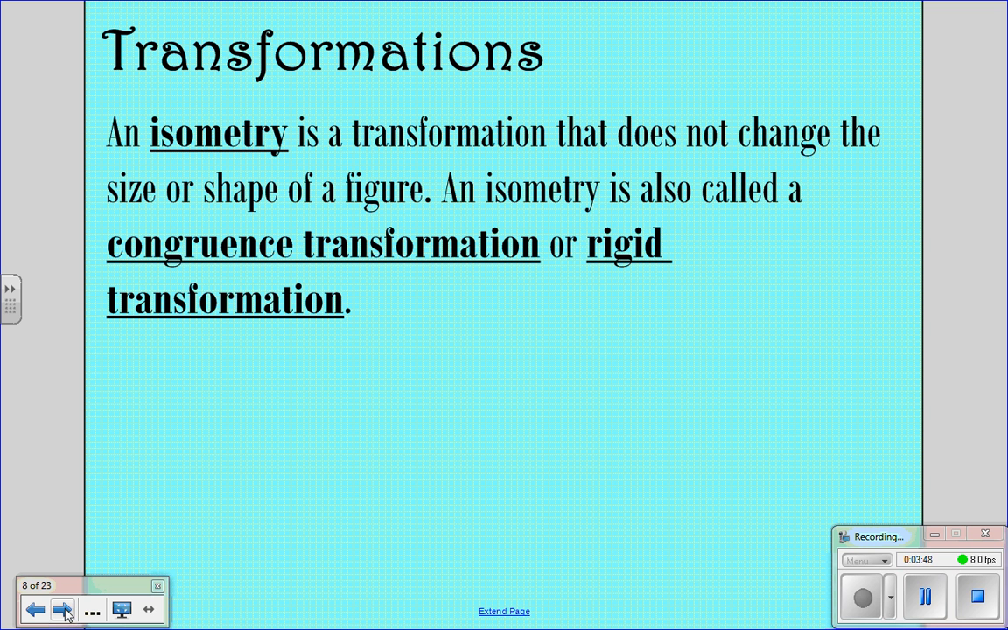An isometry is also called a congruence transformation or a rigid transformation. Since it doesn't change the size or the shape, the figure stays rigid. It doesn't get smaller or bigger. It's rigid. It's firm. It doesn't move. The angles or the side lengths don't move. They stay the same. It can be called a congruence transformation because the two images, the pre-image and the image, are congruent to each other. All we have done is changed where it is located on a coordinate plane.